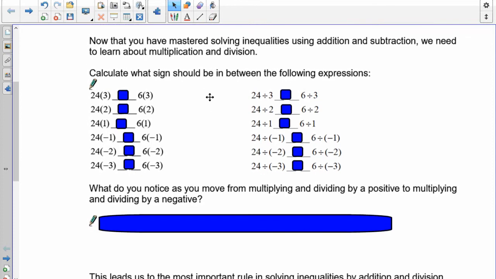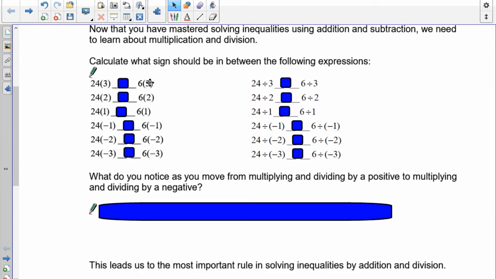So in order for you to discover it, I'd like you to go through this and do these signs. I'll help you with the first one. 24 times 3 is 72. 6 times 3 is 18. 72 is greater than 18. I'd like you to pause the recording and finish off the last 5 here.